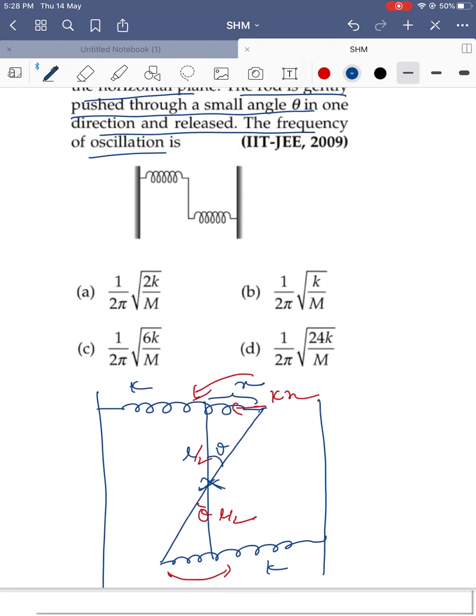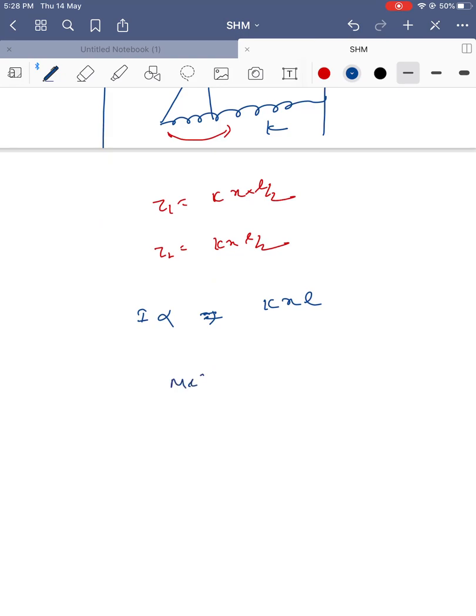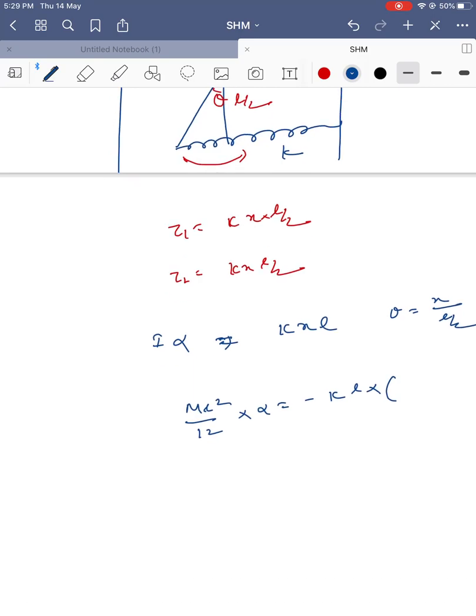What is the I value? About the rod, about the center, it is ml square by 12. So ml square by 12 alpha is equal to minus K x, where x is nothing but L into theta by 2. If we write theta is equal to x by L by 2, then because of small values, x is equal to theta into L by 2.